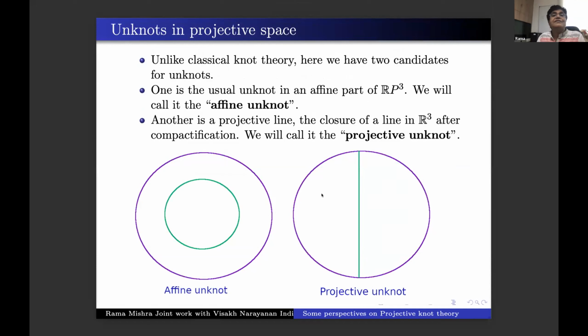So as in classical knot theory, unknots have an important role. So here we have two candidates which deserve to be unknots. One is our standard unknot, the usual unknot, which we call the affine unknot. It's a planar circle which sits inside the interior. And another one is a projective line. So we know the antipodes are identified. So that's also a circle, and it's a projective unknot. So this is class 0 and this is class 1.